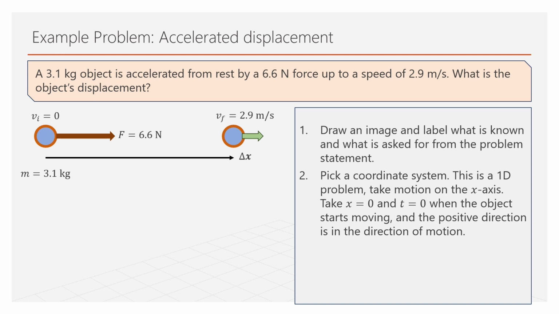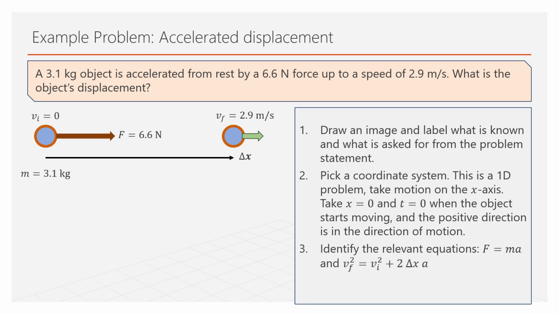Now we need to pick a coordinate system. This is a 1D problem. We will take motion on the x-axis and take x equals 0 and t equals 0 when the object starts moving, and it will move in the positive direction.